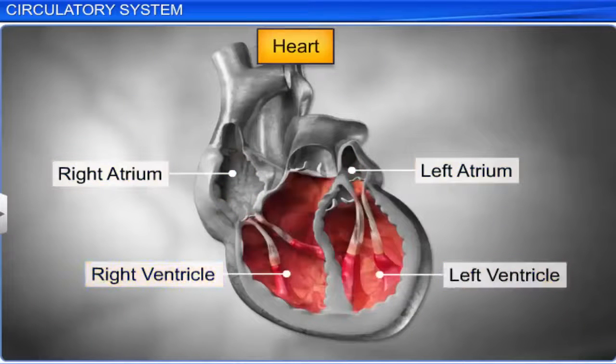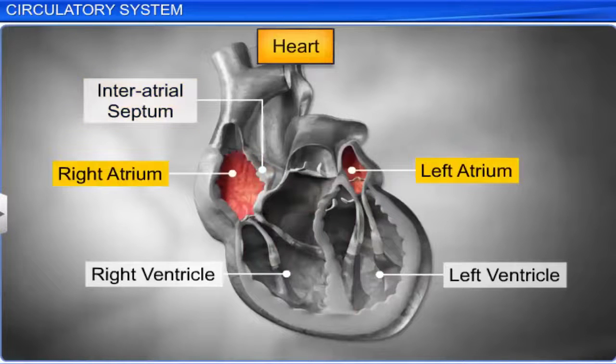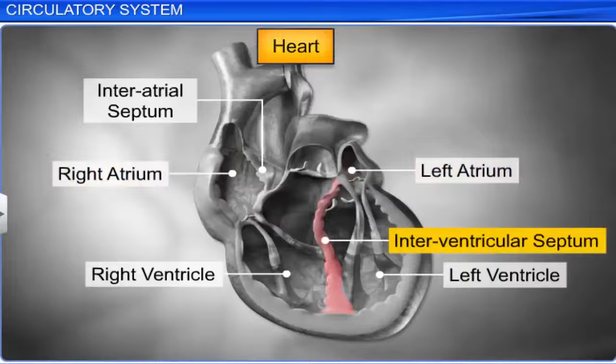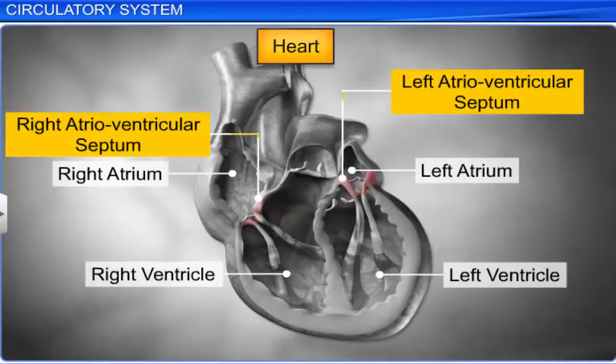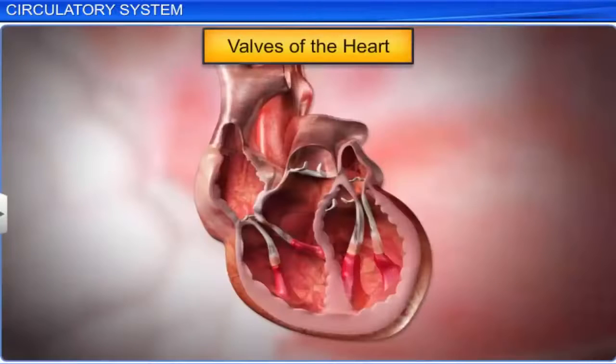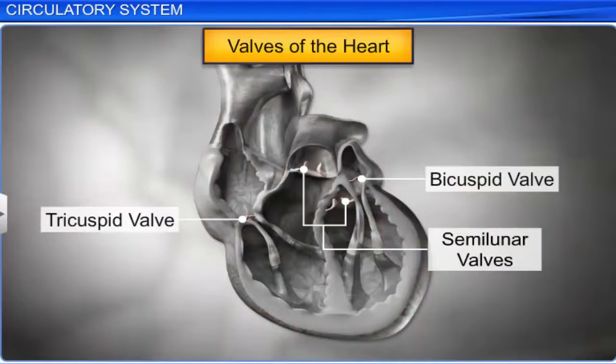A thin muscular wall called the interatrial septum separates the 2 atria, while a thick interventricular septum separates the 2 ventricles. Besides, a thick fibrous tissue called the atrioventricular septum separates the atria from their respective ventricles. However, there are openings between the chambers of the heart which are guarded by 3 types of valves that allow the flow of blood in one direction.